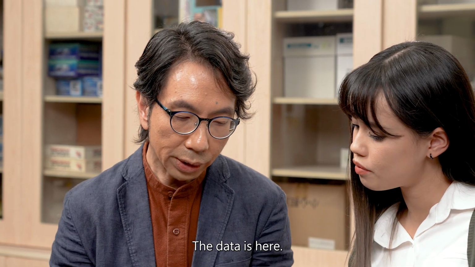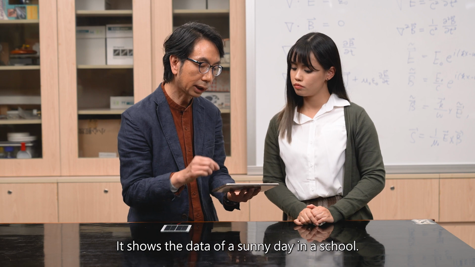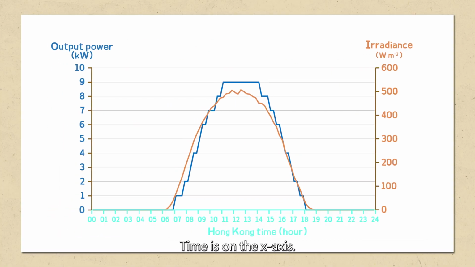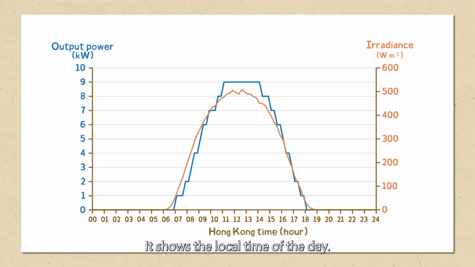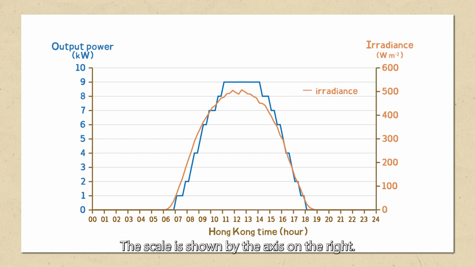The data is here. It shows the data of a sunny day in a school. Time is on the x-axis. It shows the local time of the day. There are two y-axes. The orange curve shows the solar irradiance. It measures the amount of sunlight received by the solar panels. The scale is shown by the axis on the right. The unit is watt per meter squared.